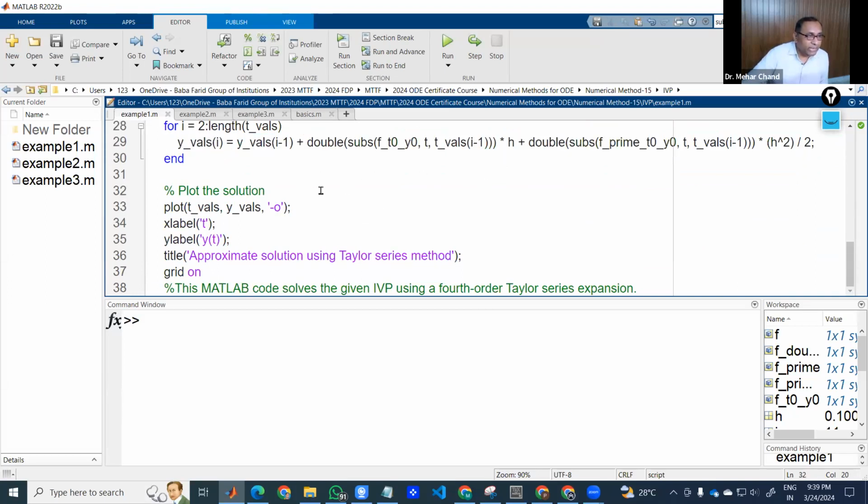Then after that we can easily plot the solution, and here are t values, y values, and this is the marker, x label, y label, and title, grid on. So when you execute this sequence of statements, we have this graph.